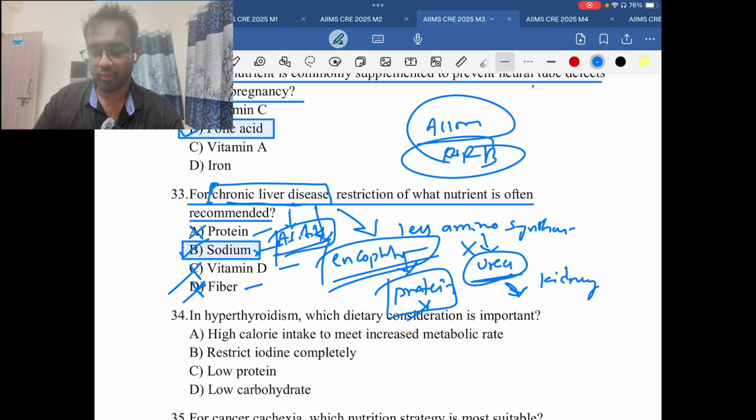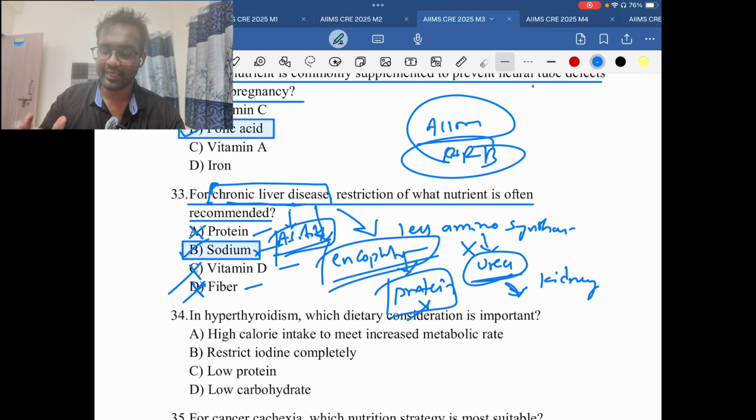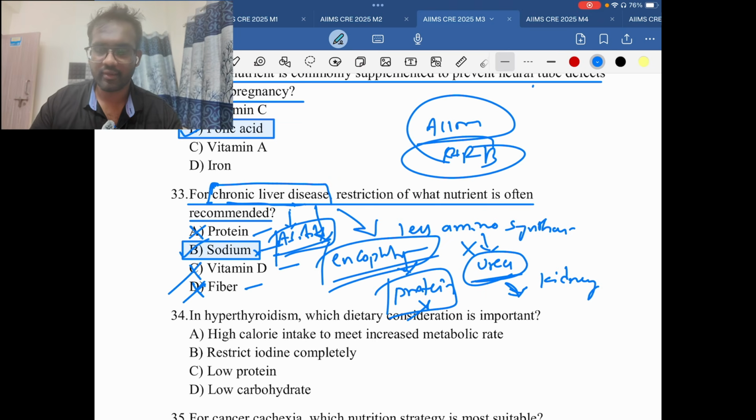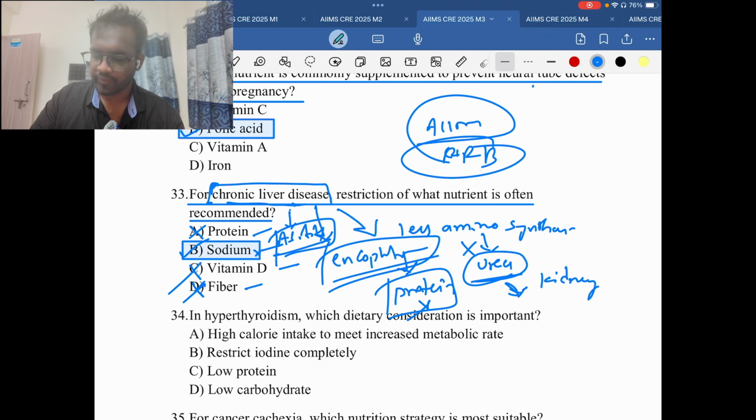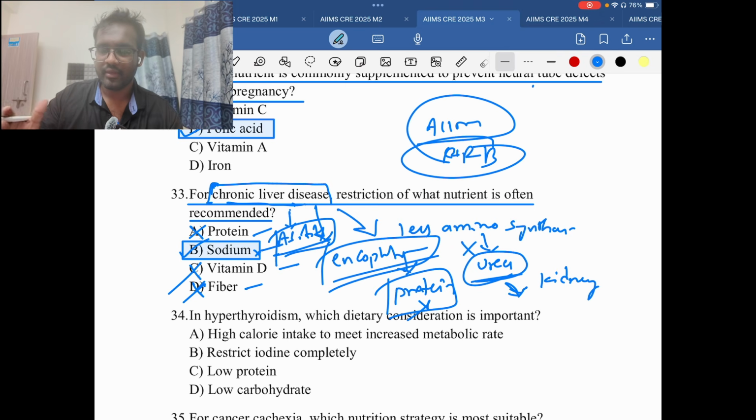Always remember, protein also in some cases we restrict, but unless it is related to hepatic encephalopathy, we usually don't restrict the protein. So the answer will be B. This is how AIIMS will ask you the confusing question, because protein is also an answer at some level, but it's not the accurate answer. Sodium is the accurate answer.